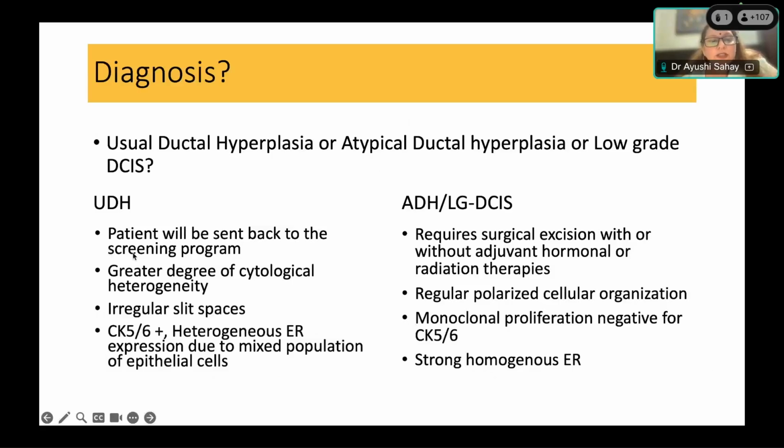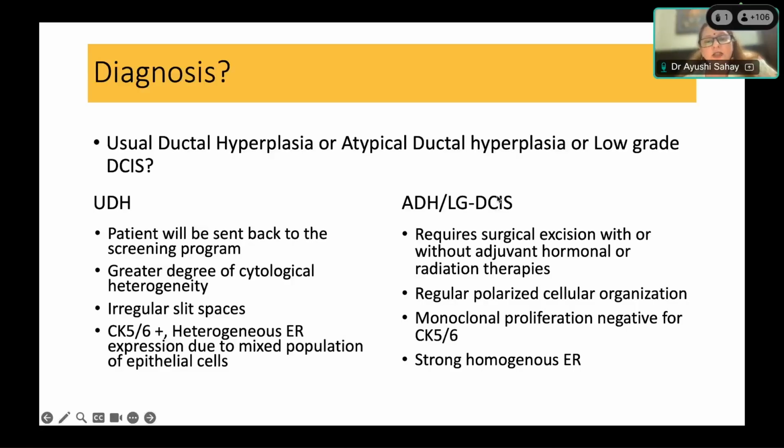So what is the difference in the diagnosis? If you say it is a UDH on the core biopsy, the patient will be sent back to screening. On morphology, like I said, here they are showing a lot of monomorphic appearance. UDH, in contrast to the ADH or low grade DCIS, has more cytological heterogeneity, and it has irregular slit-like spaces. So how do you differentiate based on markers? UDH will show CK5/6 positivity as I showed in the papillary case, and it will show heterogeneous ER expression.